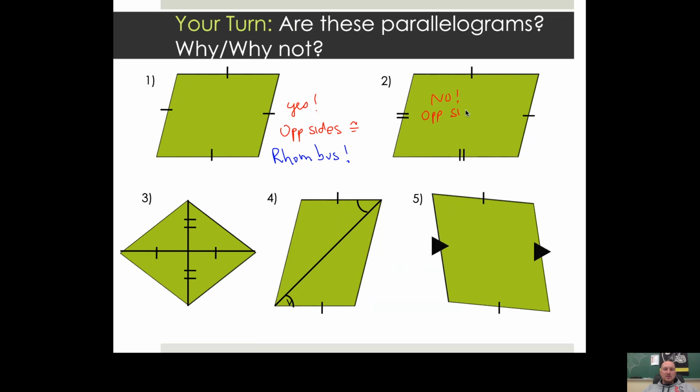The opposite sides aren't marked congruent. So that's just a congruent sign with a slash mark through it.